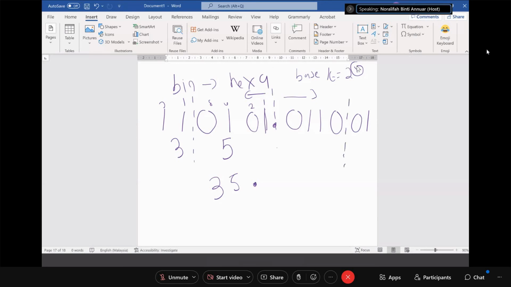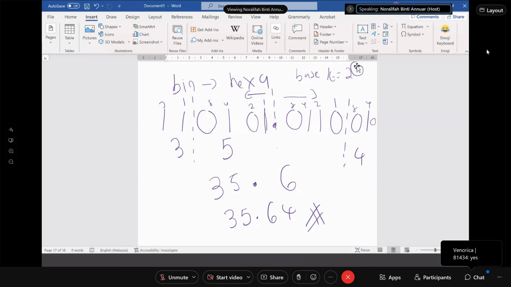Jadi kosong satu, you boleh letak kosong lah kalau you nak. Tapi tak ada value pun. So 8421. Ingatlah hexadecimal macam ni. So 8421, 4 plus 2 is 6. Add 4 and 4. 35.6. Faham tak? Faham guys? Boleh?